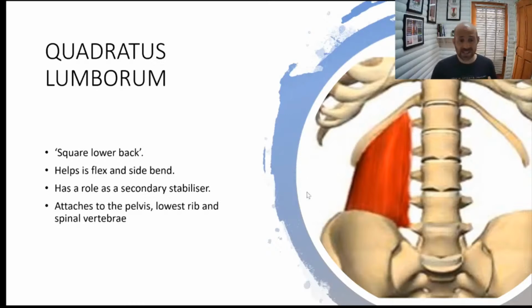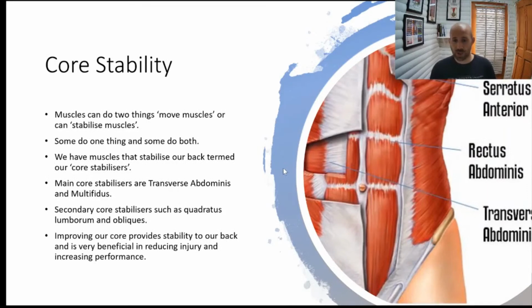So as I said, it attaches to the pelvis, to the lowest rib, but also interestingly and importantly, it has attachment points onto the spinal vertebrae of the lower back. So I've mentioned core stability. Now, this is a buzz term. I'm sure it's one that we're all familiar with. Core stability. What is core stability?